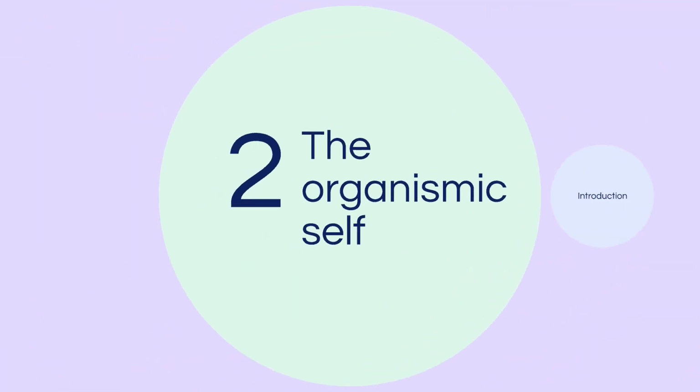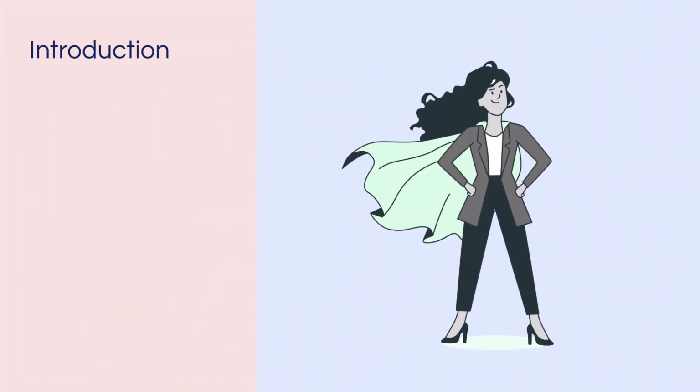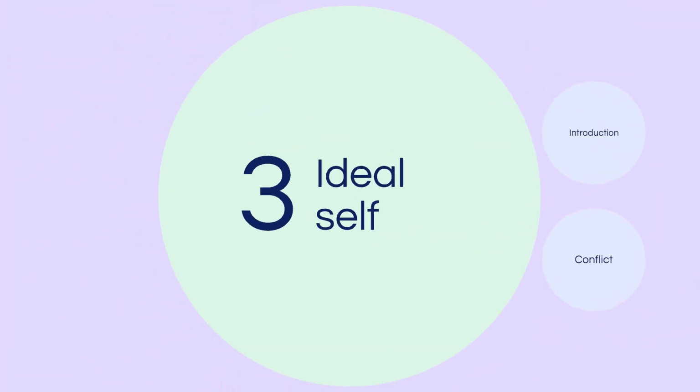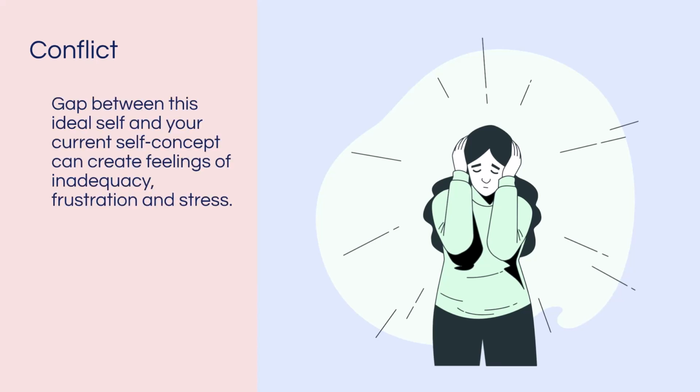Let's take a look next now at our 3rd self, which is the ideal self. Now, this self is the version of you that you aspire to be, shaped by personal ambitions, cultural values, and societal norms. And it includes your goals, aspirations, and desired qualities. So, for example, someone's ideal self might aspire to be a high-achieving executive because that is what they believe success looks like, even if deep down they find fulfillment in more creative, less conventional paths. Now, actually, a substantial gap between this ideal self and your current self can cause conflict and can create feelings of inadequacy, frustration, and stress. So, for example, if your self-concept is of someone who struggles with public speaking, but your ideal self is a charismatic speaker, this discrepancy can lead to dissatisfaction and self-doubt.